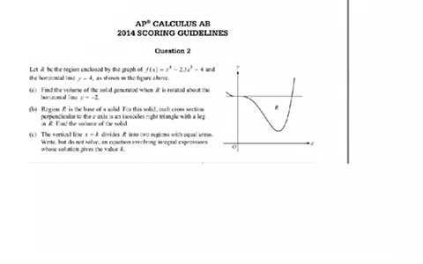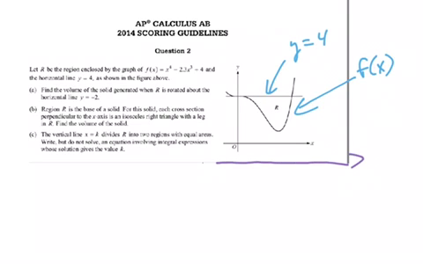Okay, so what do we know? We know that this is y equals 4. This squiggly line is f of x, and we are going to rotate this about y equals negative 2. And let's say y equals negative 2 is this purple line here.